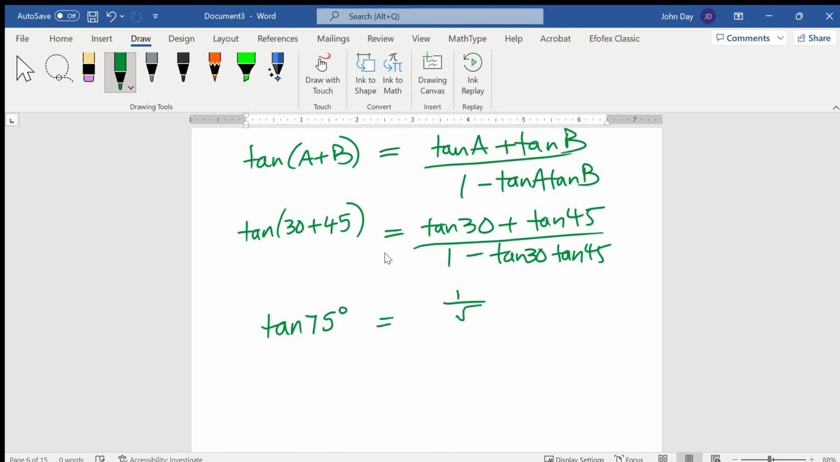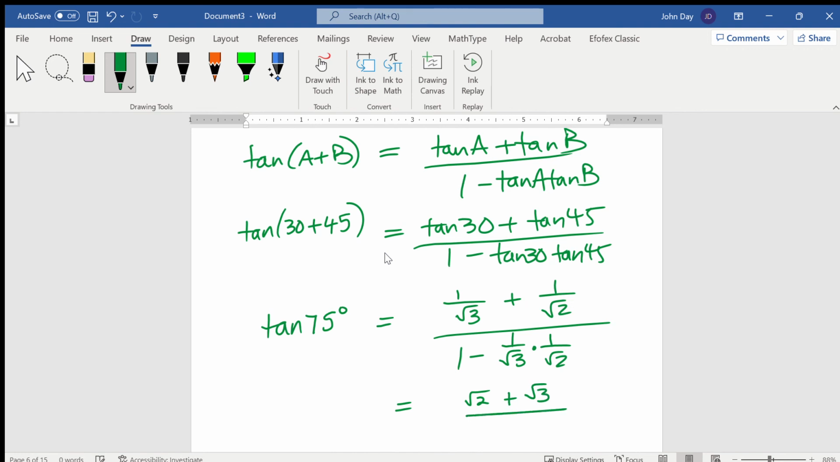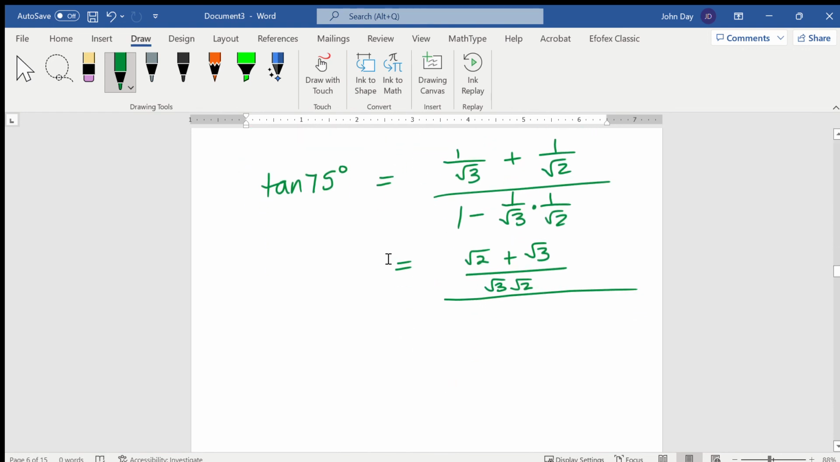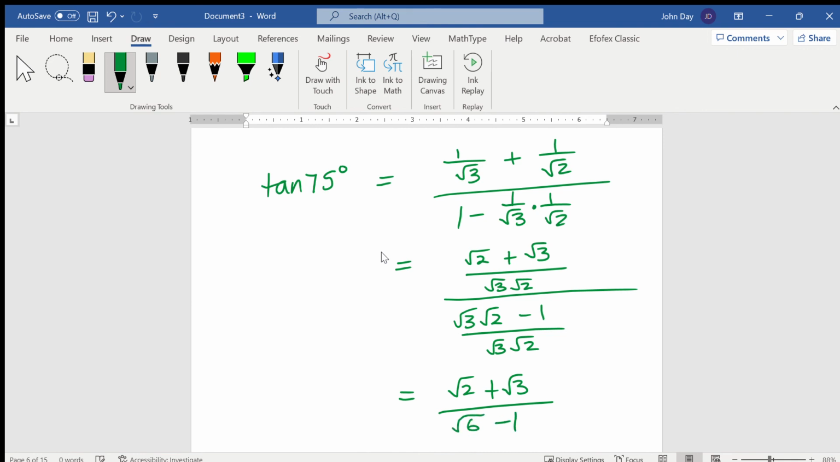It's 1 on root 3 plus 1 on root 2 on 1 minus 1 on root 3 times 1 on root 2. So it's actually root 2 plus root 3 on root 3 times root 2. I'm just putting a common denominator in the top line. And root 3 root 2 minus 1 on root 3 root 2. I just put a common denominator on the bottom line. So that's root 2 plus root 3 on, they'll cancel, and it's root 6 minus 1.